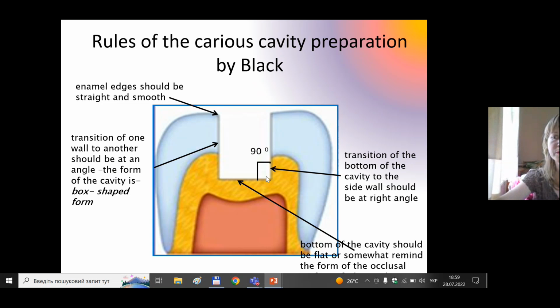Transition of the bottom of the cavity to the side wall should be at a right angle. And what is more important, the bottom of the caries cavity should be flat or somewhat resemble the form of the occlusal surface. That was permitted in deep cavities. So these are the classical standards of caries cavity preparation by Black.